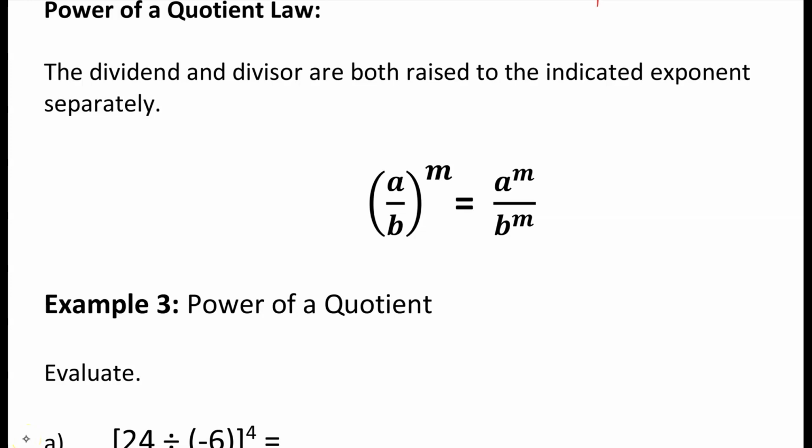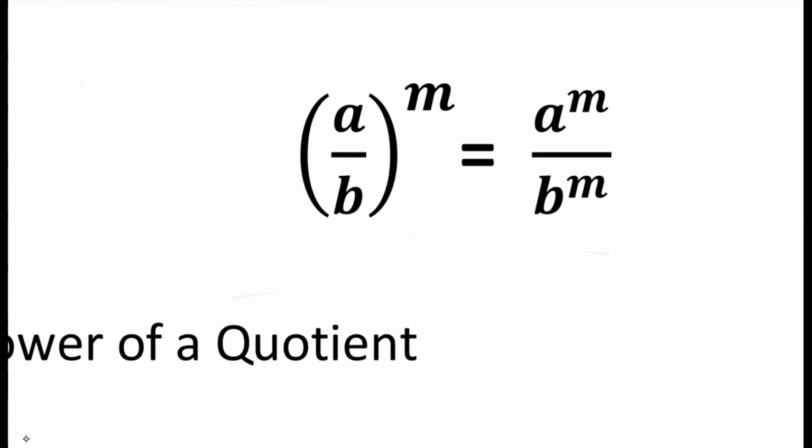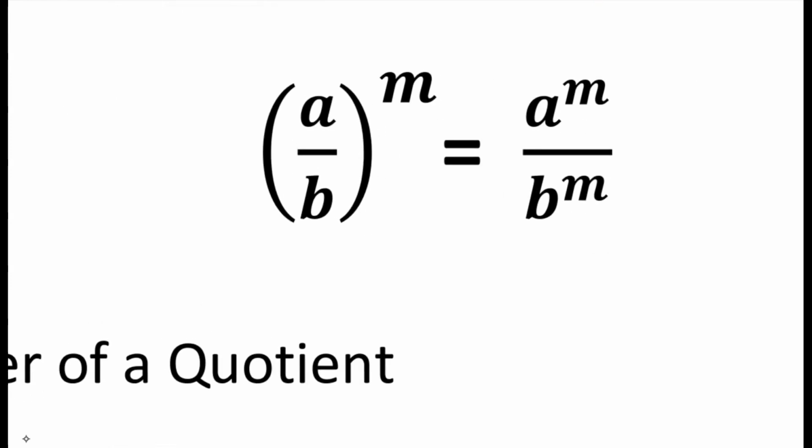For power of a quotient law, which again from the last lesson was division of powers, the dividend and the divisor are both raised to the indicated exponent separately. Now what this means is we have a over b in brackets to the power of m. Now this m attaches to the top and to the bottom of this division question.